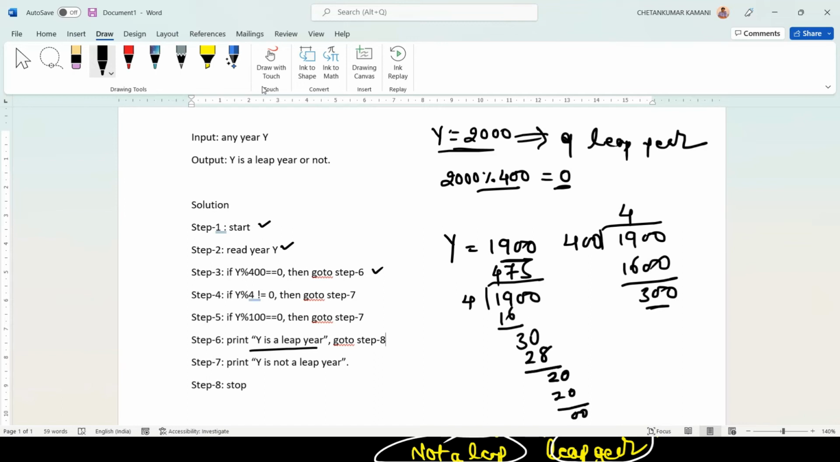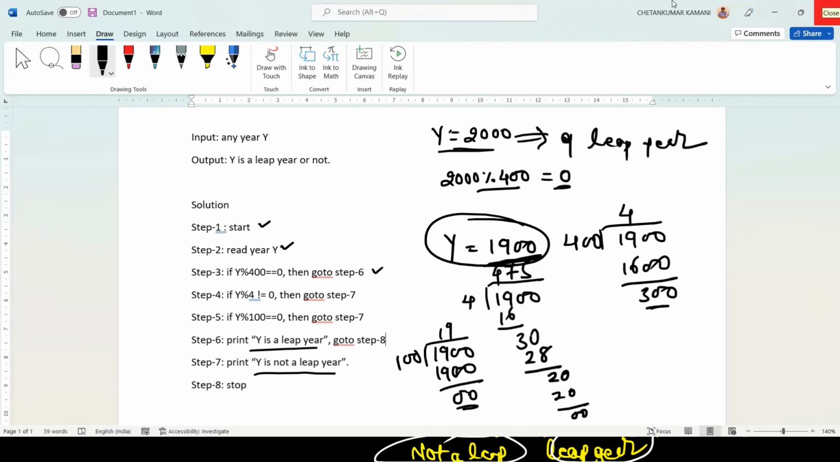So we have to further divide 1900 by 100. Okay, 1900 divided by 100, 100 multiplied by 19 is equal to 1900. That means we are getting remainder 0. So as per step number 5, if we get remainder 0 after dividing by 100, then the given year is not a leap year. So Y is equal to 1900, means the year 1900 is not a leap year. I hope this algorithm is clear to all of you. If you have any doubt regarding this algorithm, then you can write in the comment section.